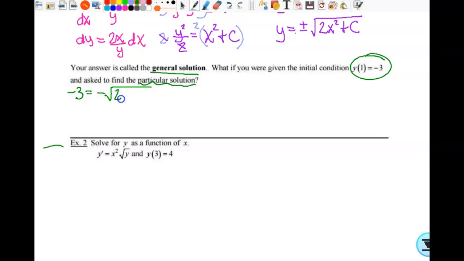Of 2 times 1 squared plus c. Now, even though c is a constant, we're treating it like a variable because we're solving for it. Does that make sense? Okay. All right, so then this is going to give me negative, actually I can, oops.